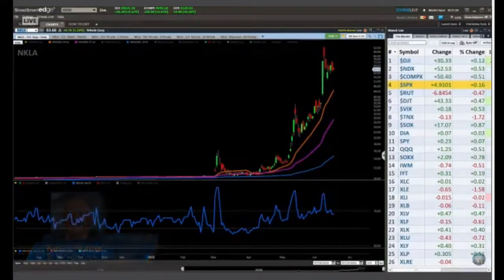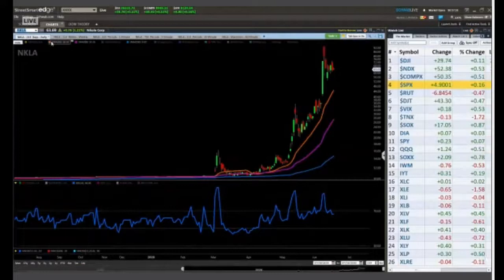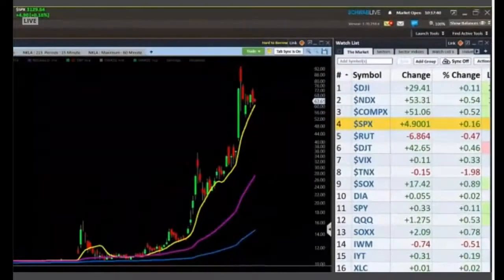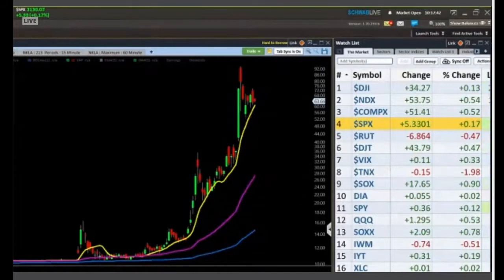Where's the 10-day? I bet it's providing some support. This thing has moved quick. There you go. So short-term traders, keep your eye on that. See if it can start bouncing around this 10, going up again. That's what I would be looking for.